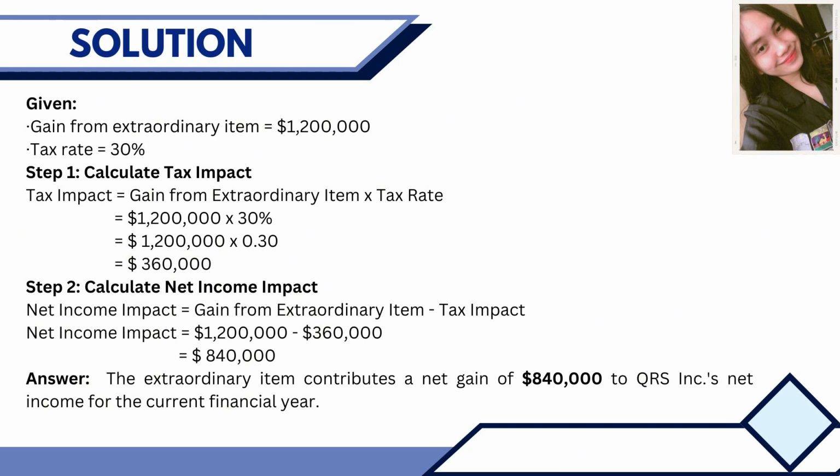Subtract the tax impact from the gain from the extraordinary item to find the net income impact. So, $1,200,000 minus $360,000, which is equal to $840,000. So the final result is the extraordinary item contributes a net gain of $840,000 to QRS Incorporation's net income for the current financial year.